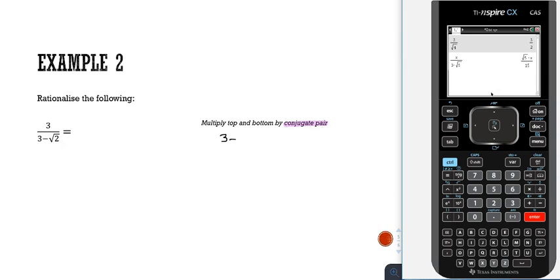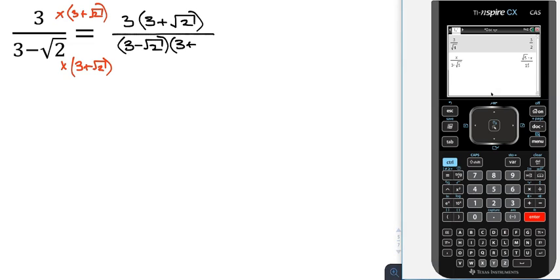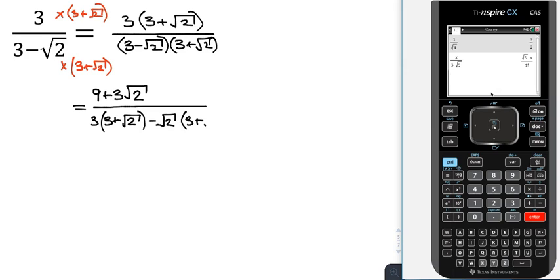So multiply top and bottom by the conjugate pair. When we go to do this, we need to recognize what that conjugate pair is. So we're going to have 3 minus root 2, and the conjugate pair to that is 3 plus root 2. So, multiplying. Just like before, what you do to the bottom, you must do to the top. So I'm going to have 3 bracket 3 plus root 2, and then on the bottom 3 minus root 2, 3 plus root 2. Expanding the top, you can sometimes maybe not expand the top. I've chosen to here. And also then applying the distributive property on the bottom.